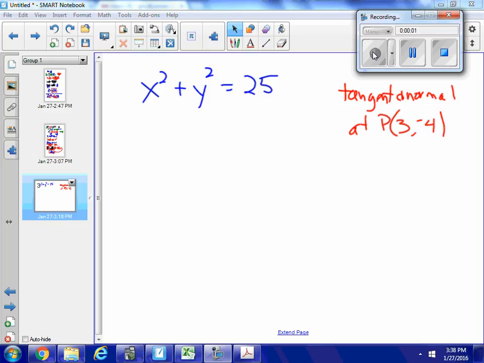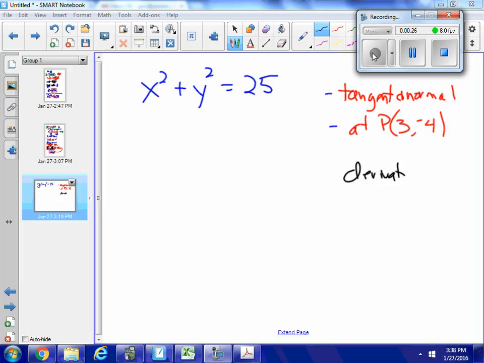So here is a curve given. You might recognize it as the equation of a circle with radius 5 and the center at the origin, or you may not. And I need to find the equation of the tangent and normal lines at the point (3, -4). Well, what do we know about the derivative?